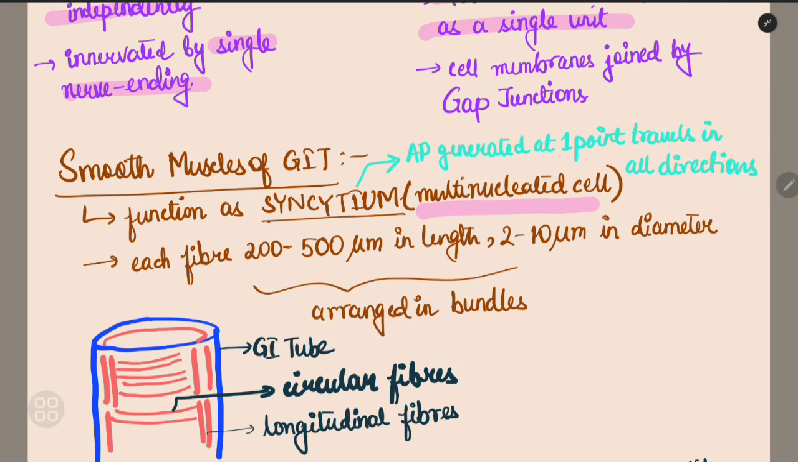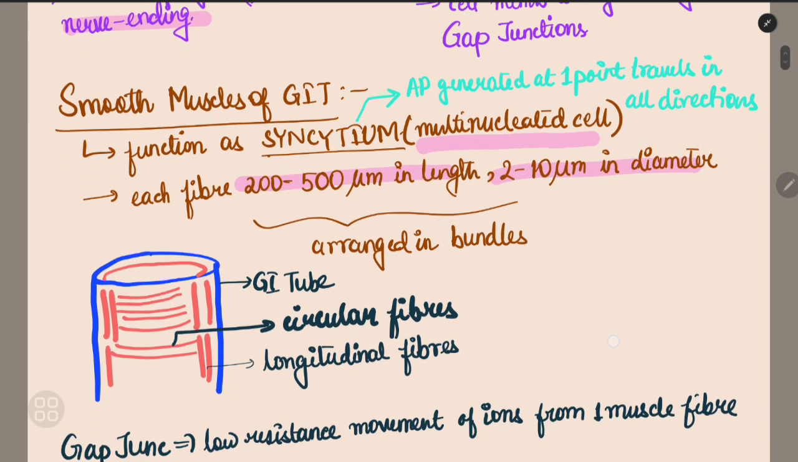Each fiber, which has an approximate length of 200 to 500 micrometer and 2 to 10 micrometer in diameter, is arranged in bundles basically. Now, as I was discussing, the muscularis externa has mainly two muscle layers. In the stomach, we have an additional muscle layer, that is the oblique muscle layer.